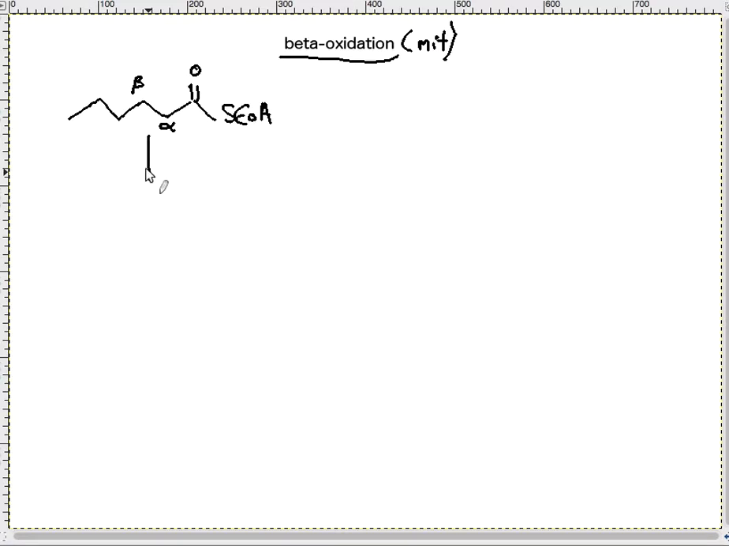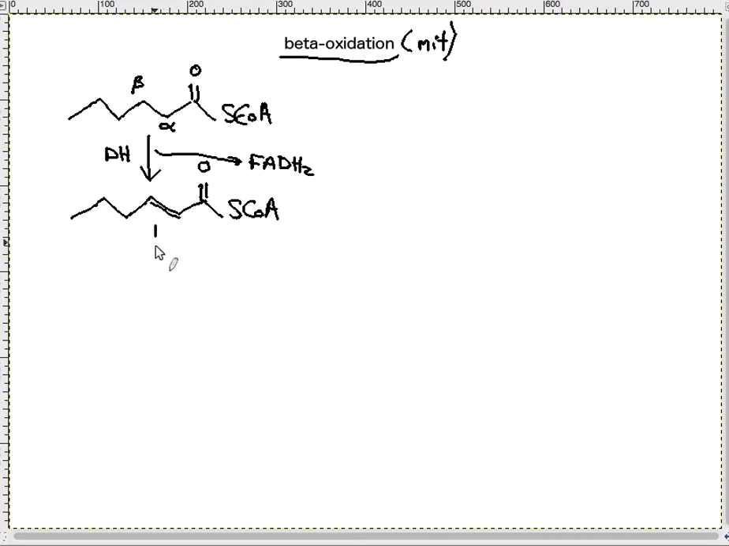The first step in this process is an oxidation process that generates a double bond between the alpha and the beta carbon. Now, this is catalyzed by a dehydrogenase enzyme, and since we're oxidizing this carbon-carbon bond, we are going to generate a reduced cofactor, and this is where the FADH2 comes from in beta oxidation.